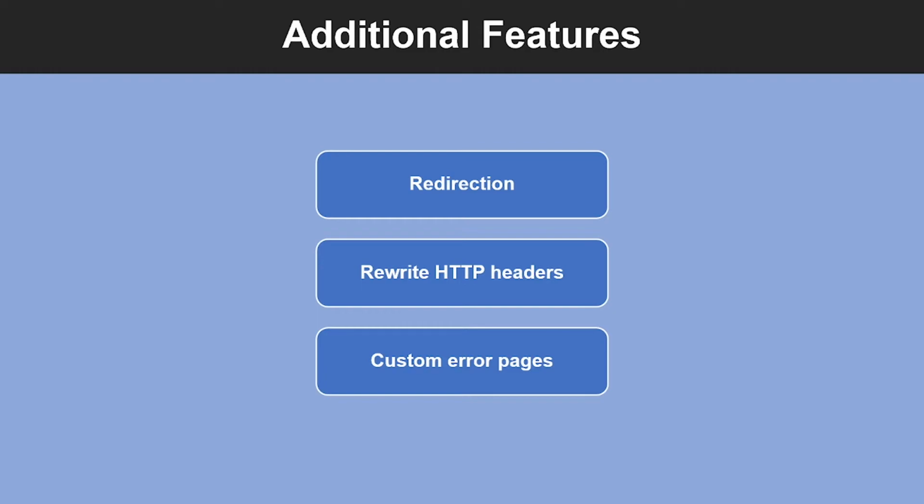The first one is redirection. Redirection can be used to another site or from HTTP to HTTPS. Second is rewrite HTTP headers. HTTP headers allow the client and server to pass additional information with the request or the response. The third is custom error pages. Application Gateway allows you to create custom error pages instead of displaying default error pages. And you can use your own branding and layout using a custom error page.